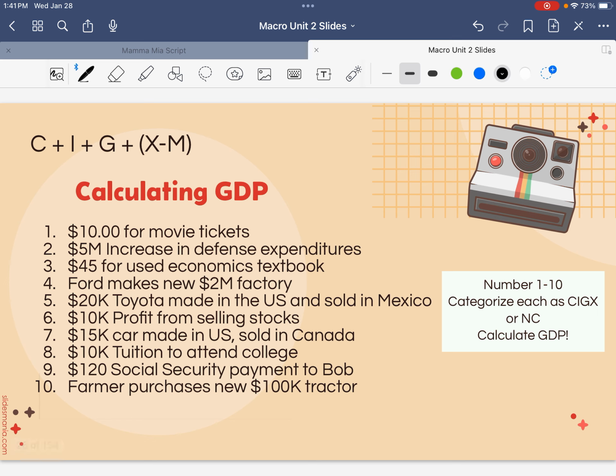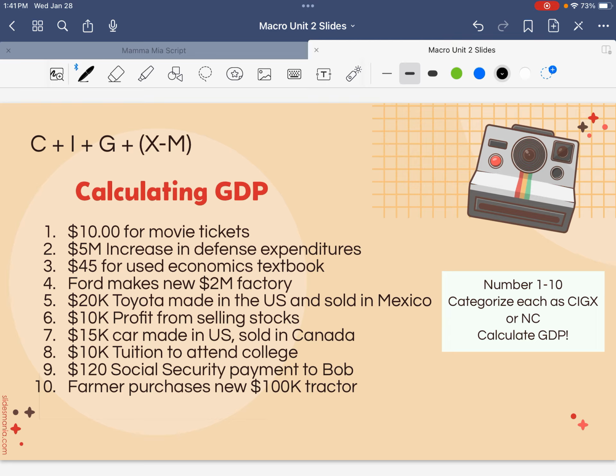Okay, so here's what you're going to do. You're going to number your paper 1 to 10, number in your notes packet just off to the side. And I'm going to have you calculate the GDP. So the first thing we have to do, you're going to do this along with me, is categorize. Do these things count or not count? And if they do count, in what category do they count?